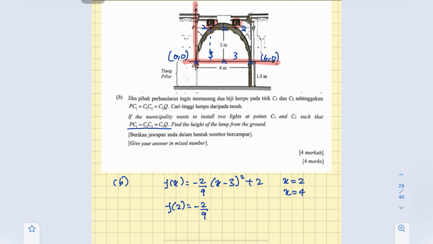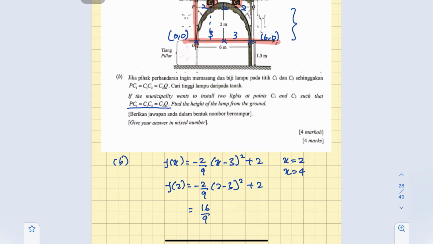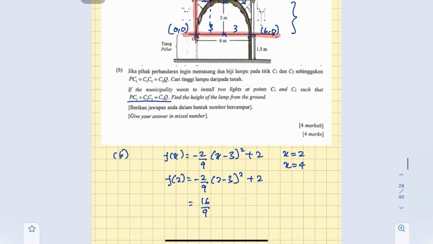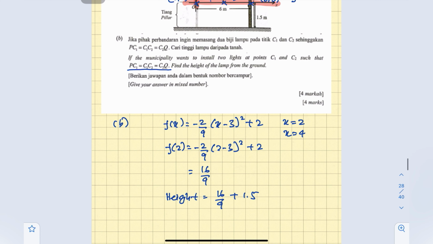So negative 2 over 9 times (2 minus 3) squared plus 2. We will get the answer 16 over 9. So 16 over 9 is this height. But the question asks you to find the height of the lamp from the ground, so we have to add 1.5. So height is 16/9 plus 1.5. It wants it in mixed number. So 5/18.